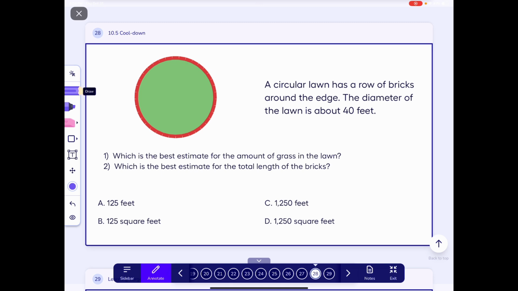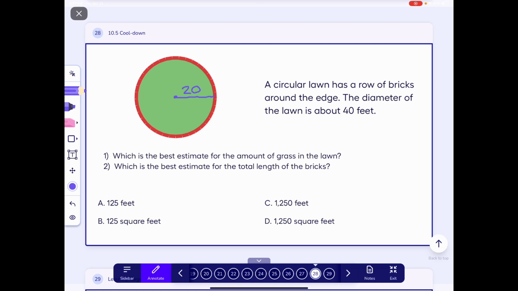The diameter is 40 feet, so the radius is 20 feet. And the radius goes to the outside of the lawn. It doesn't include the bricks in this problem. I don't think it really matters in this situation because these numbers are so different. But maybe in another situation it will matter.